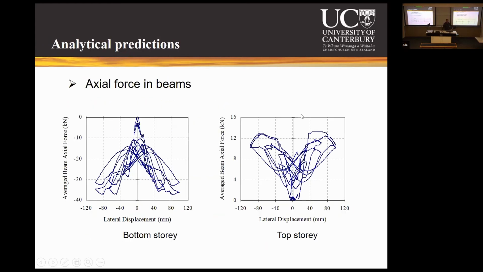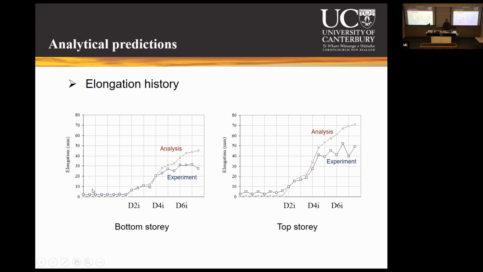Here I'm showing the analytically predicted beam axial forces. Obviously, in the experiment, the axial force on the beam wasn't measured, couldn't be measured. But in analysis, we can capture it, and you can see in the bottom story, the compression force is being developed, and in the top story, the tensile force is being developed. And here is the elongation history, at each cycle, in the analysis and in the experiment.